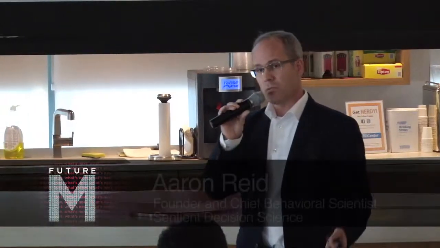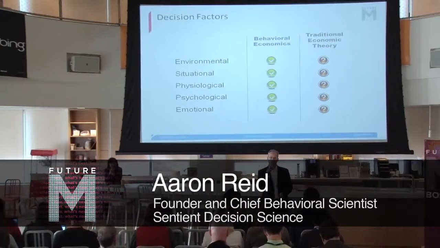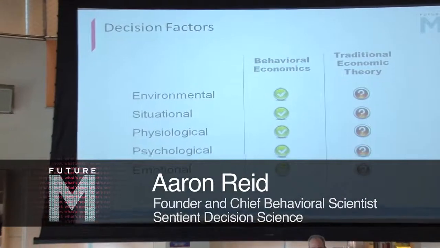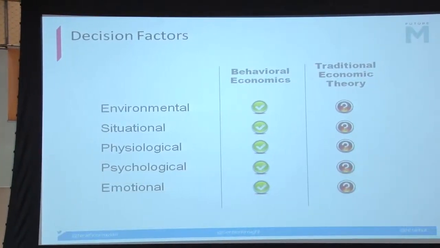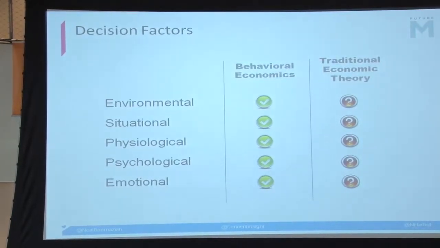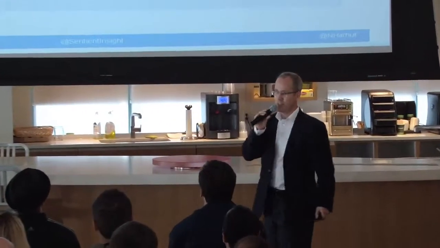This is the difference between traditional and behavioral economics. You can see there are big question marks on traditional economics. Behavioral economics takes into consideration all of the other factors, environmental, psychological, and physiological factors that influence our decisions, that traditional economic theory has traditionally ignored or said are not important. This is an easier way to think about it.